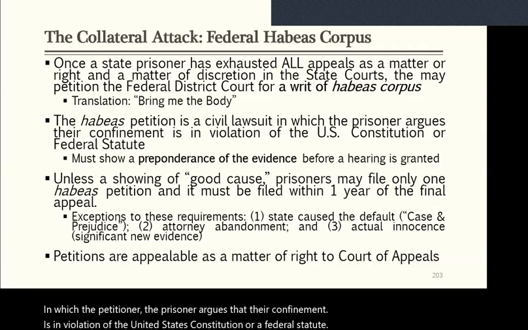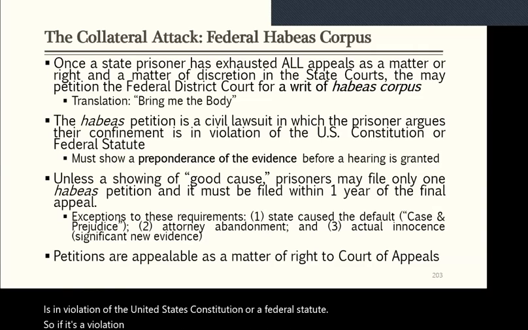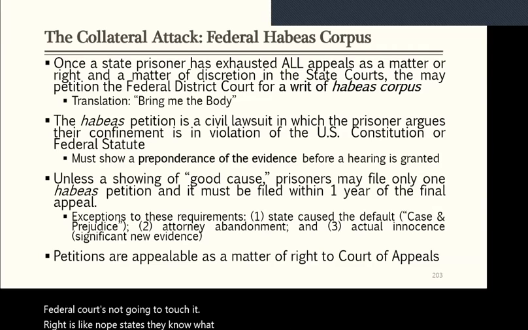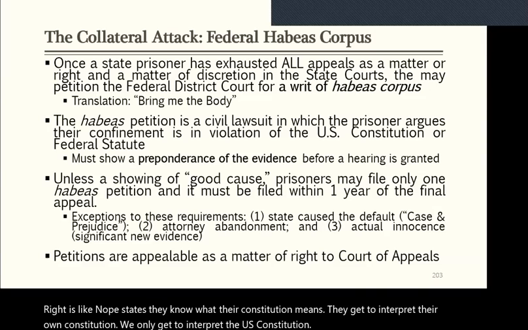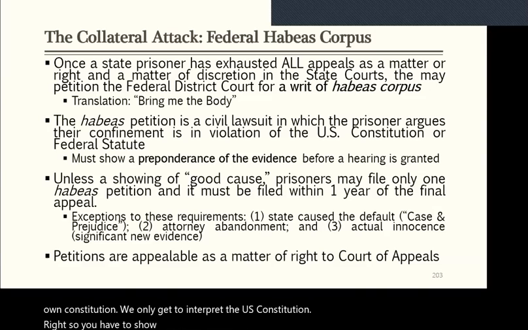So if it's a violation of the state constitution, federal court's not going to touch it, right? It's like, nope, states know what their constitution means. They get to interpret their own constitution. We only get to interpret the US Constitution, right? So you have to show that it's somehow a violation.